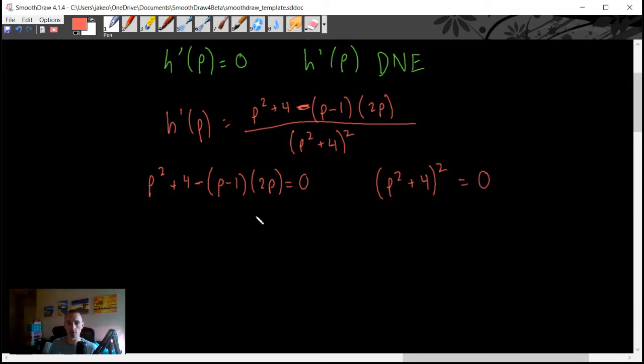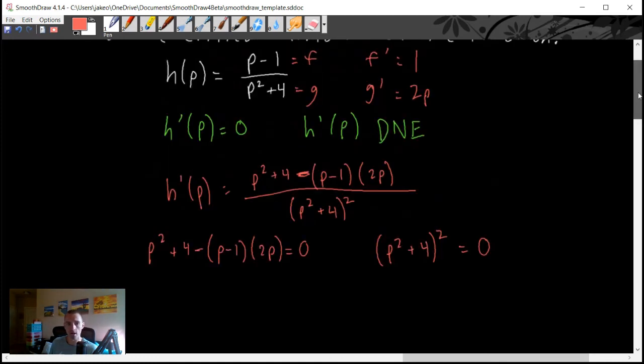If either of these two things happen, then one of these two conditions will be met, and that tells us that that p-value is a critical number. So basically, these are the two equations we needed to solve to find the critical numbers of our original function h of p.